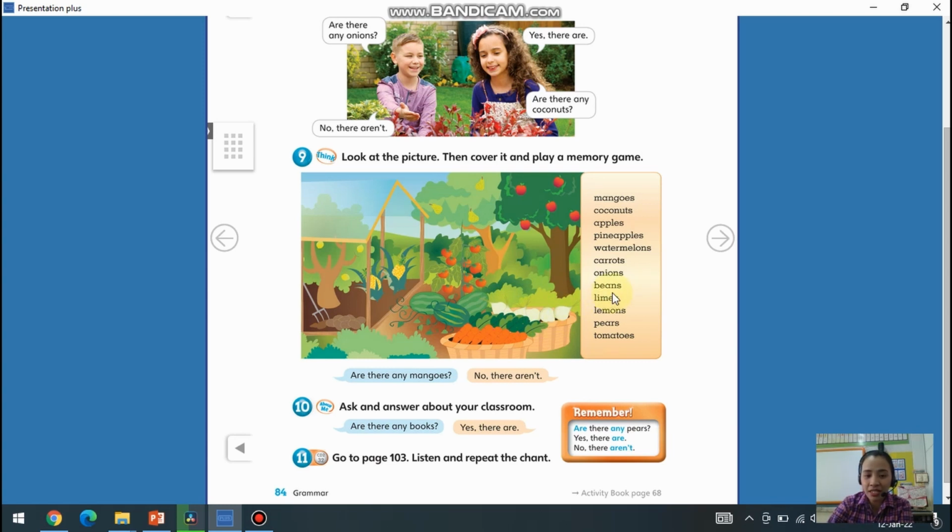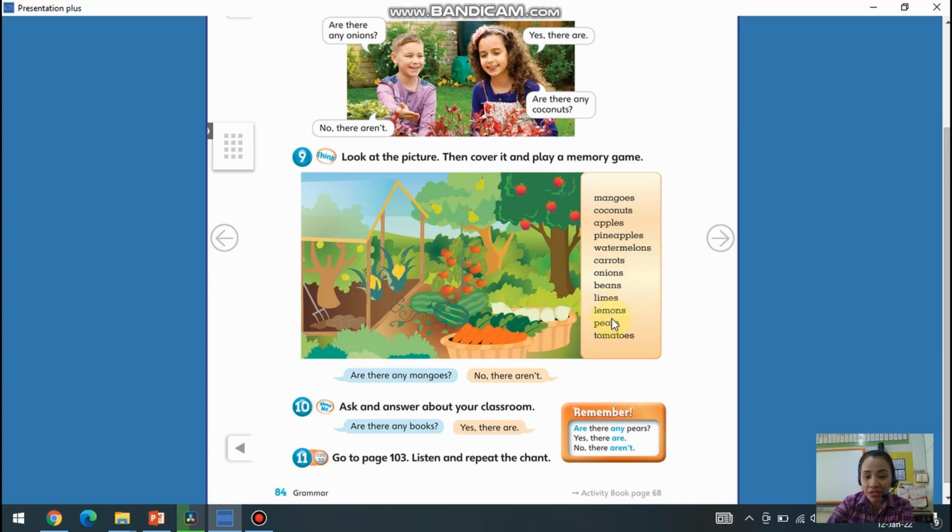Are there any beans? Can you see beans? No, there aren't. Are there any limes? Look at the picture. No, there aren't.